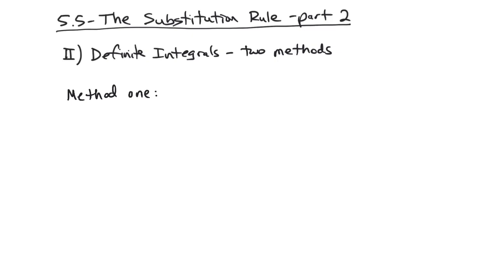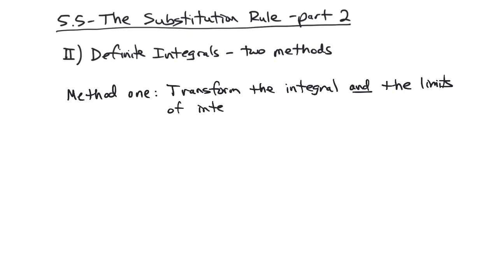Method 1 says this: transform the integral and the limits of integration. So we transform the integral just like we did in the first video. We transformed the integral using u-substitution, but now we also have to transform the limits of integration. Okay, so this we'll call method number 1. So as an example, we'll just do this example twice, one with each method.